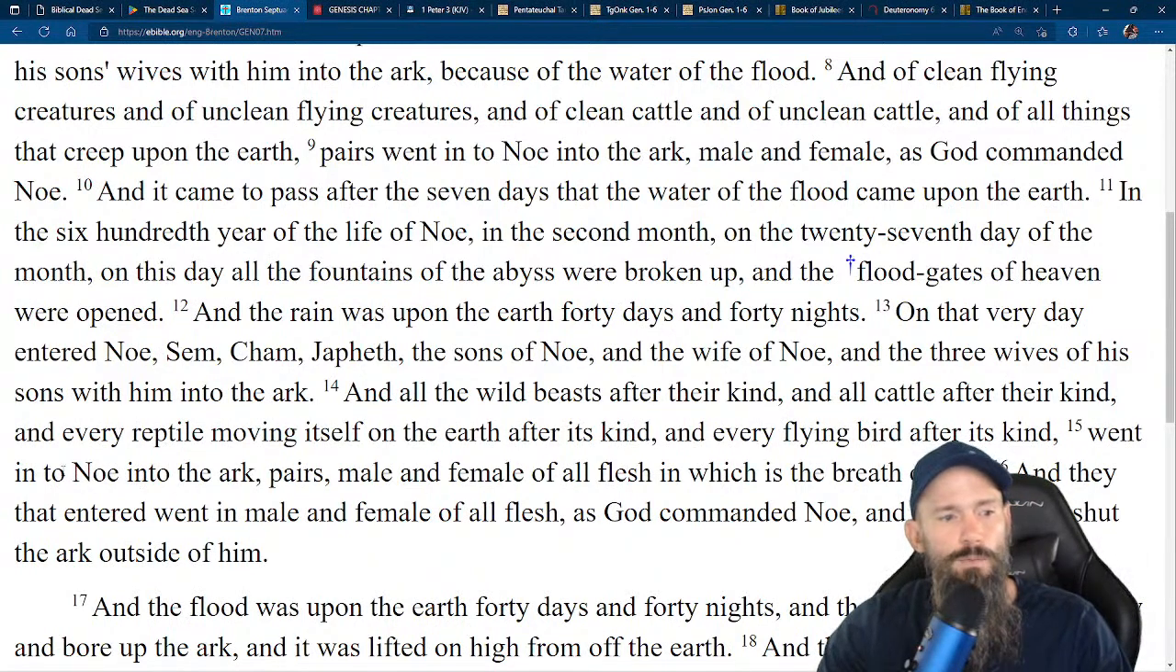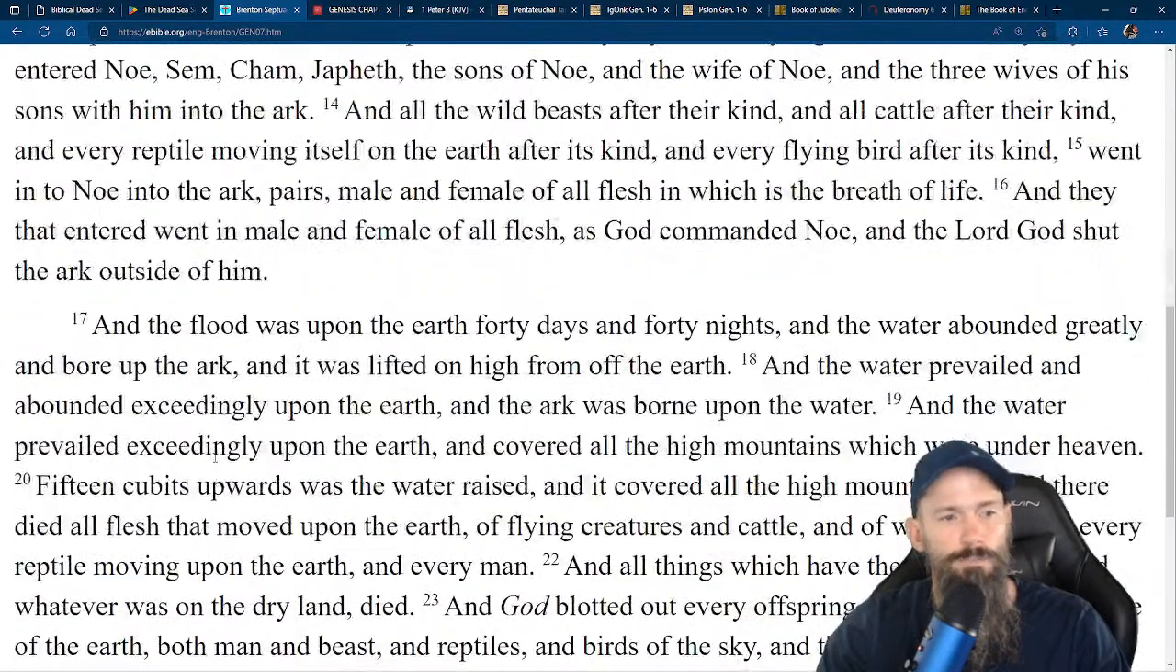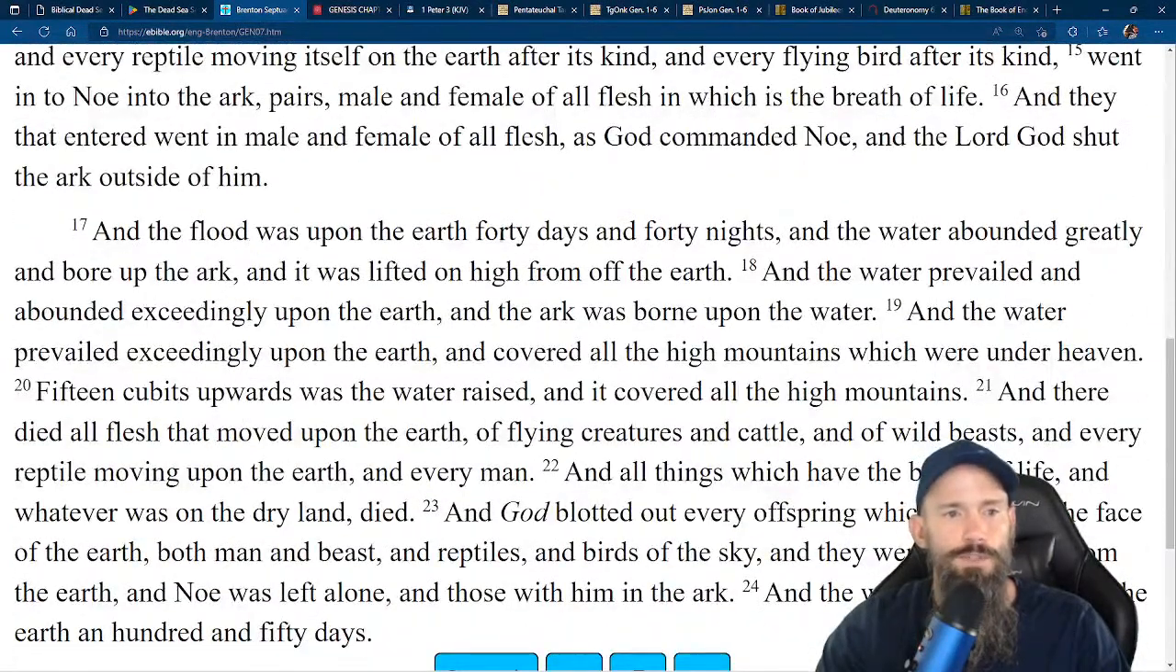They went in to Noah into the ark, pairs, male and female, of all flesh, in which there is the breath of life. And they that entered went in male and female, of all flesh, as Yahuwah commanded Noah, and Yahuwah shut the ark outside of him. And the flood was upon the earth 40 days and 40 nights, and the water abounded greatly, and bore up the ark, and it was lifted on high from off the earth. And the water prevailed and abounded exceedingly upon the earth, and the ark was borne upon the water.